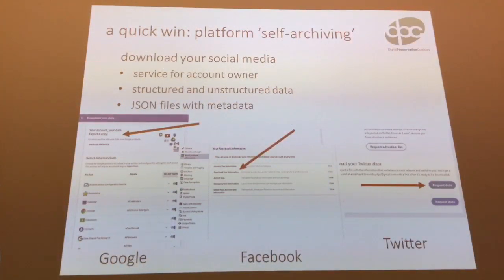So the output varies between platforms. What Twitter gives you is very structured, and because its output is in JSON, that supports how structured the data is. I think Facebook will give you XML, and Google gives you a whole mess of things. You can also select from Google which Google services you want to export, so you don't just have to export everything you've ever generated on Google.